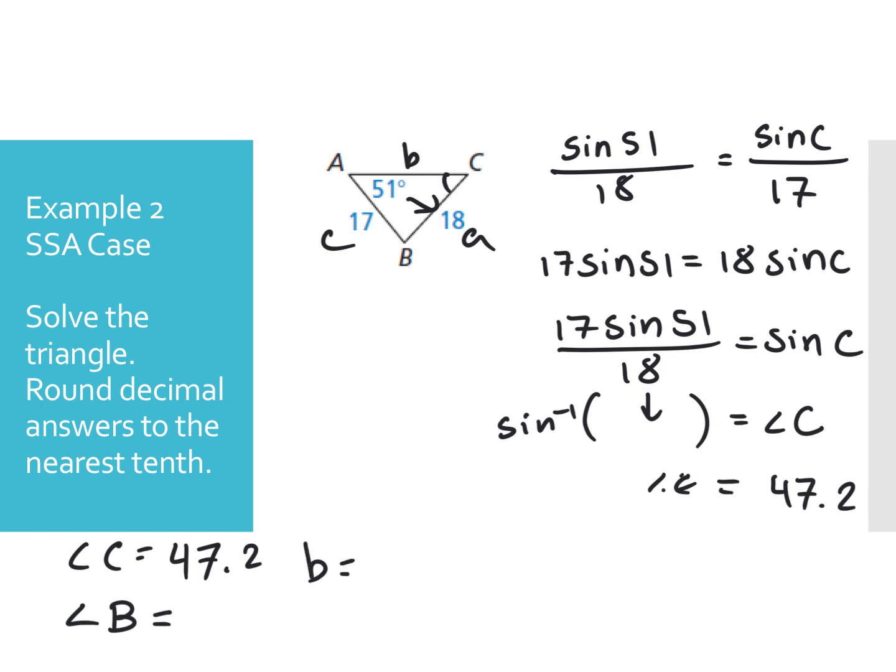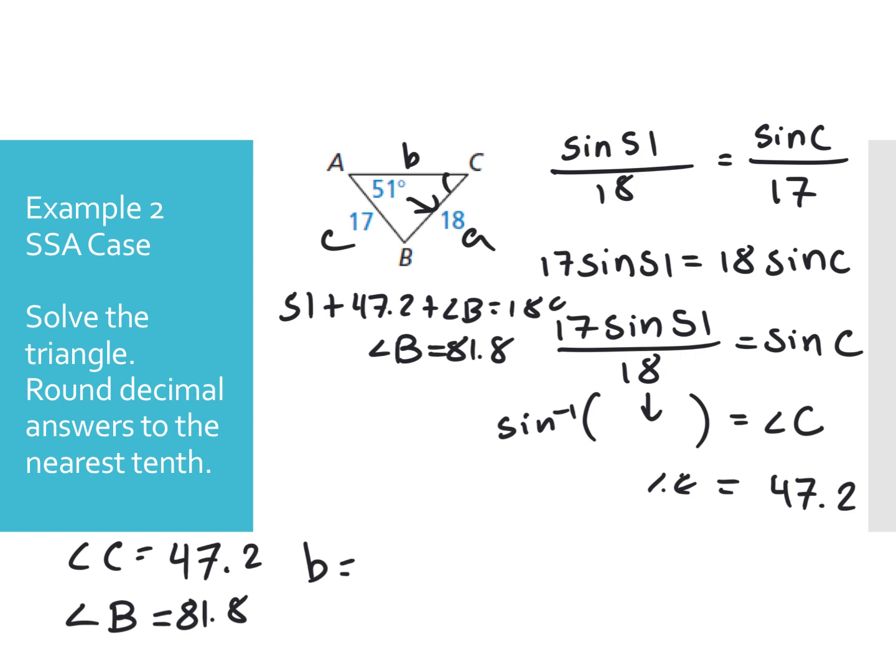Now for angle B, since I just found angle C, I can do 51 plus 47.2 plus angle B equals 180, because all triangles add up to 180. So I can do 47.2 plus 51, subtract that from 180, and we get that angle B is actually 81.8. Now, all we're missing is the length of B. We need to find the angle in order to solve for it.